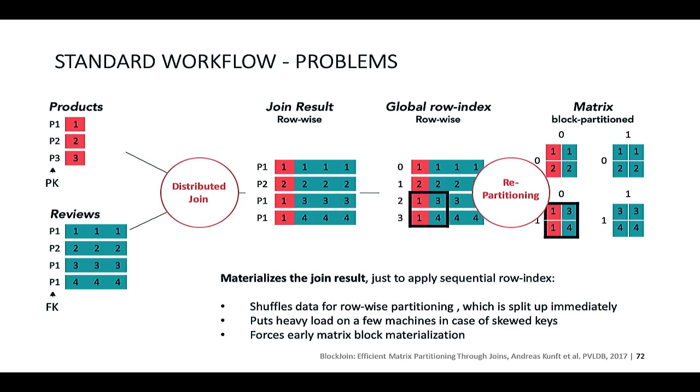The second thing is when you consider a distributed join on skewed data, there is a problem that occurs when too many keys end up on one node: you can go out of memory because there's too much load on your machine. And the third problem is, because we already materialized our join result in a row-wise fashion, we also force an early block materialization of our matrix.